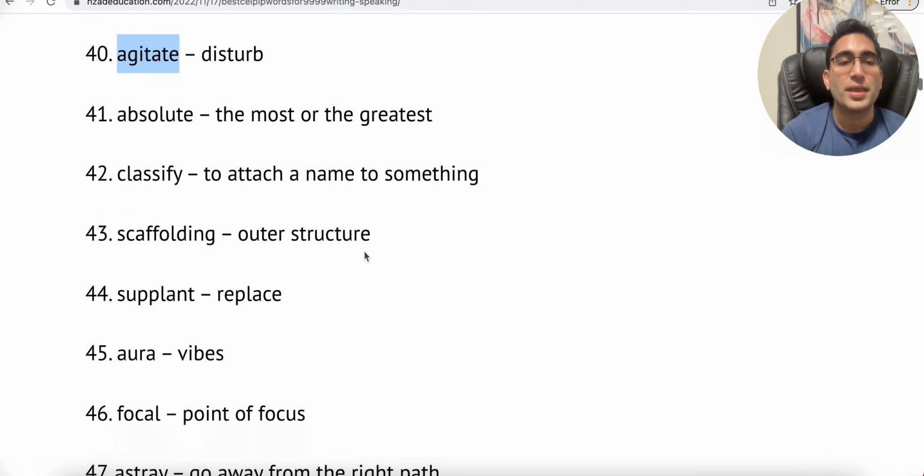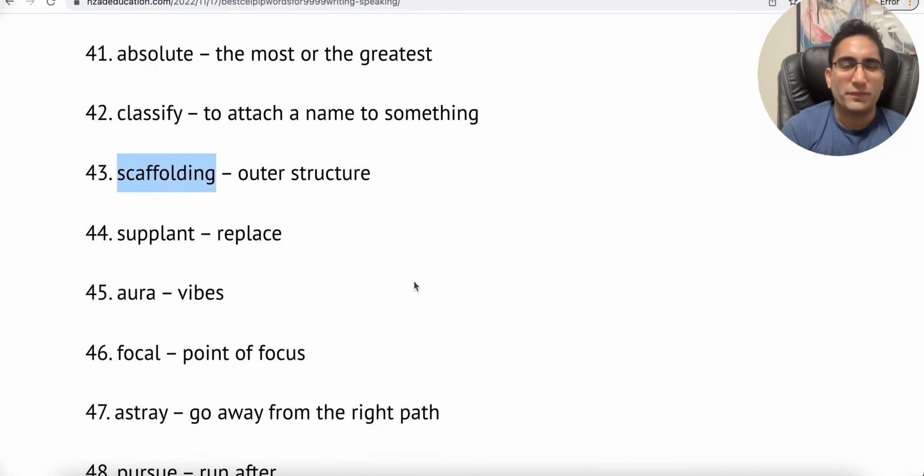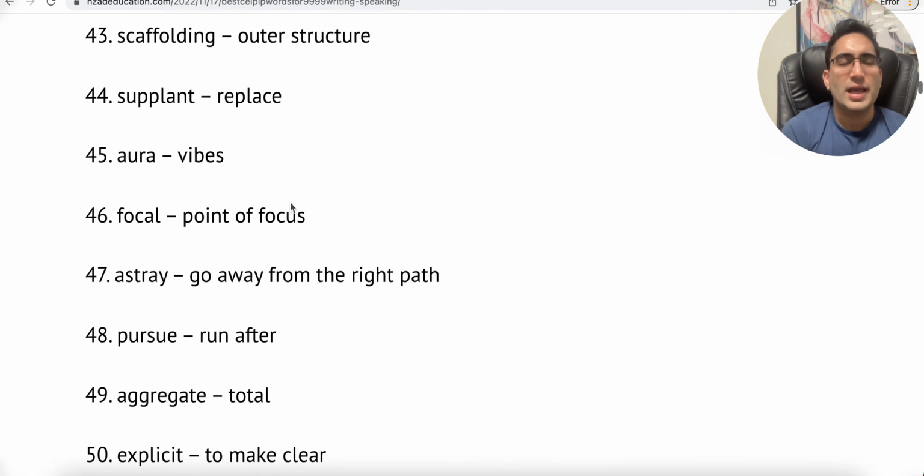to use as well. Scaffolding is more like physical. It's a very good word for fancier vocab, but it's more on a physical outer structure. Supplant, you can use this in so many cases, like replace. We use that word so many times. You can use supplant there.